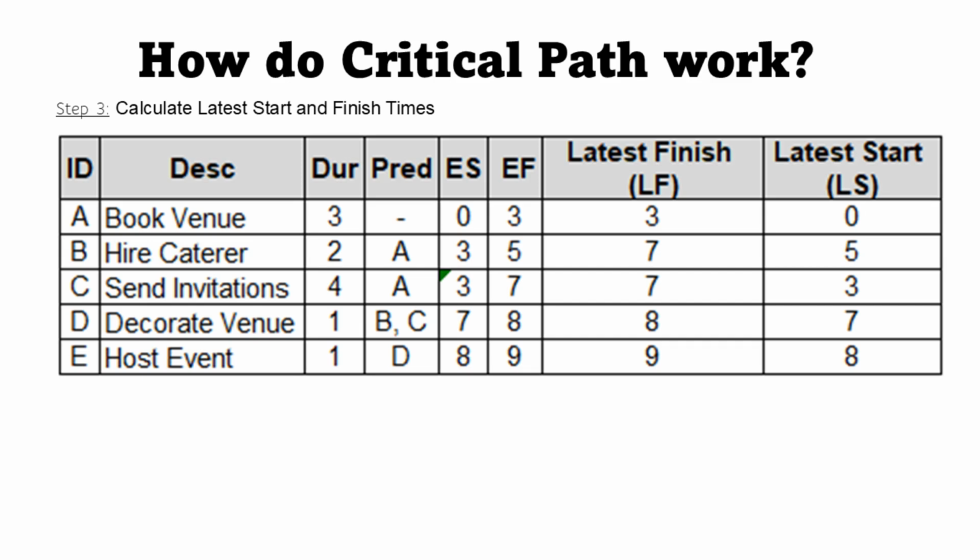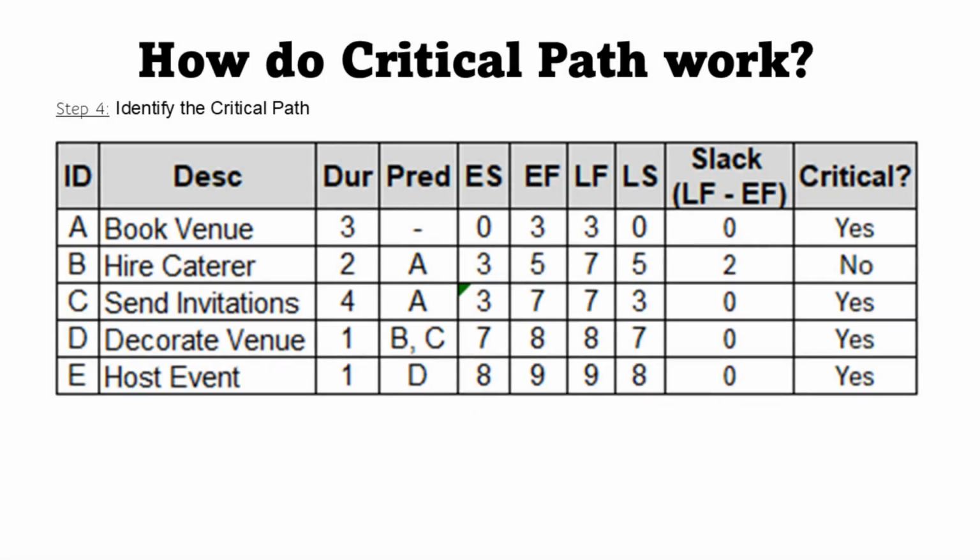Task C, send invites, feeds into task D, so latest finish is 7, and latest start is 7 minus 4, landing on 3. Task B, hire caterer, also ties to task D, so latest finish is 7, latest start is 7 minus 2, hitting 5. Task A, book venue, has a latest finish of 3 and latest start of 0, the project's kickoff. This backward pass locks in your deadlines. Step 4. Let's add slack (S) and critical (C) columns.